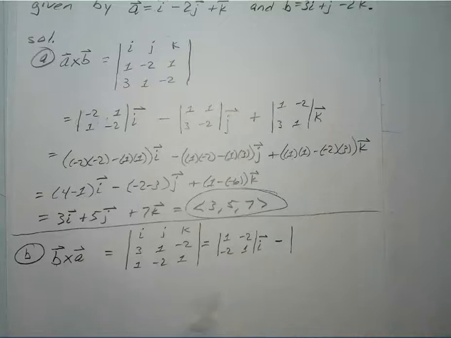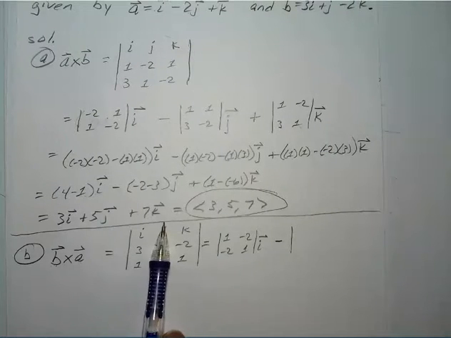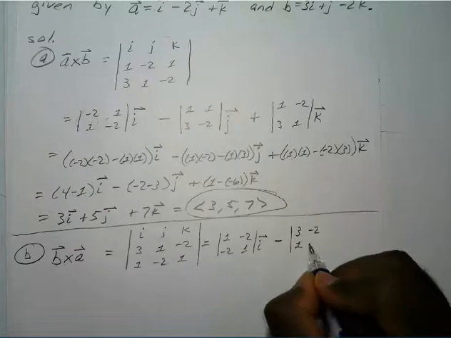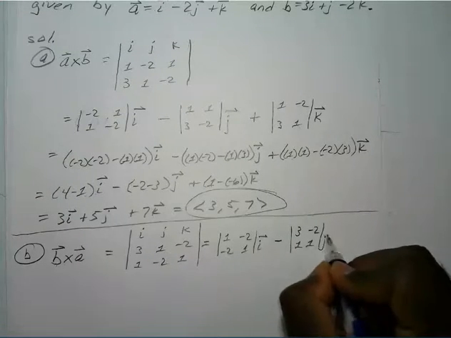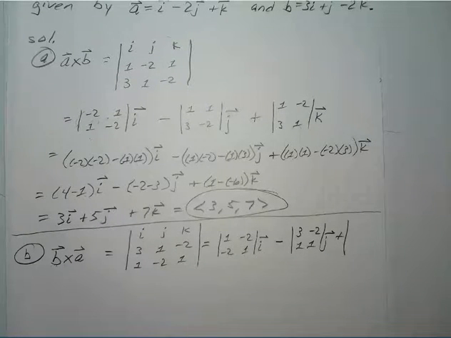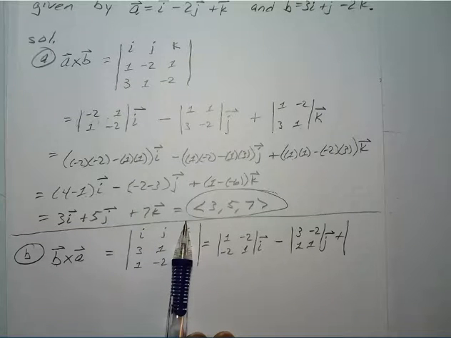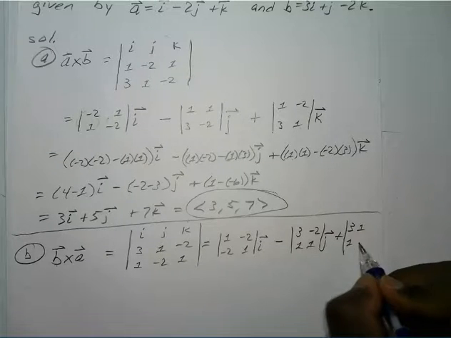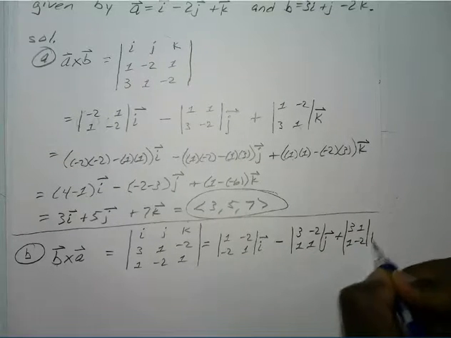Minus, we cover up our j. We have 3, negative 2, 1, and 1 times your j vector plus, running out of room, try to squeeze it in. We cover up our k. We have 3, 1, 1, negative 2. So 3, 1, 1, negative 2 times your k vector.